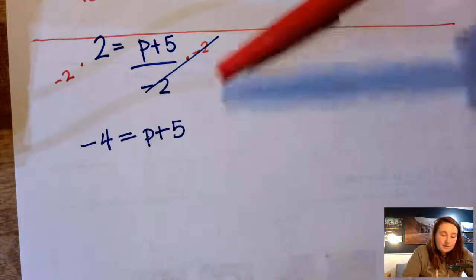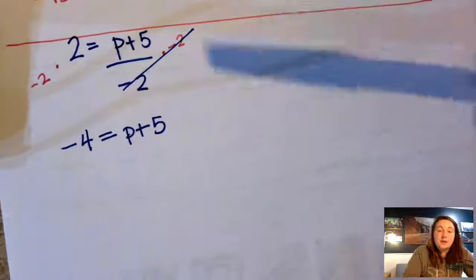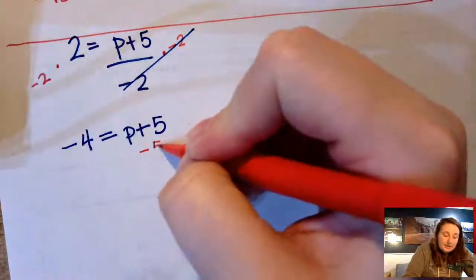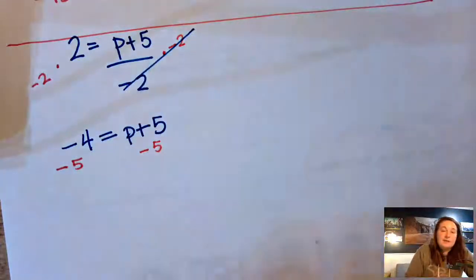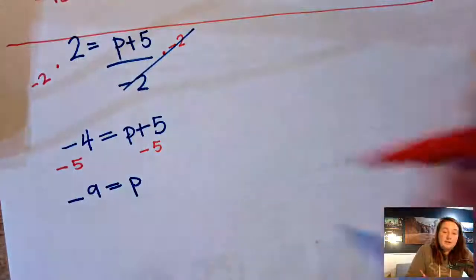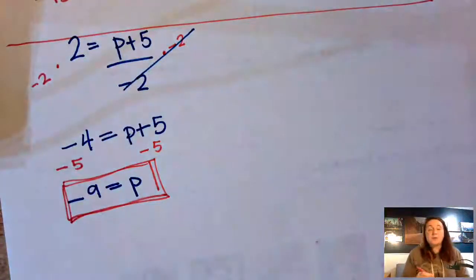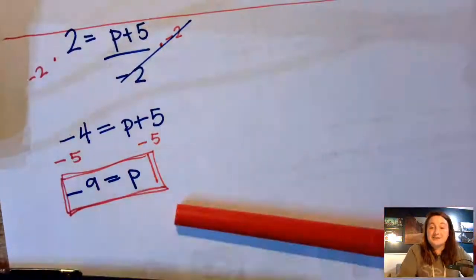So the only thing that makes this difficult is you have to get rid of the fraction before you can do anything up here. But once I do that, then I just need to subtract 5 on both sides, and I get an answer of -9. So you can go ahead and finish up that worksheet, and I hope these videos helped you solve some multi-step equations.